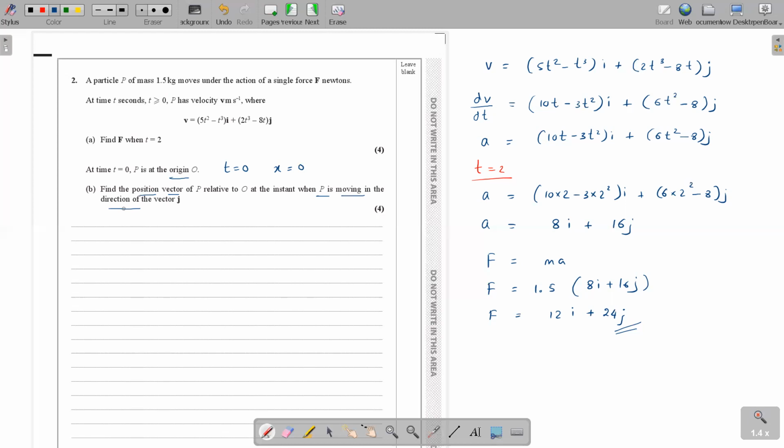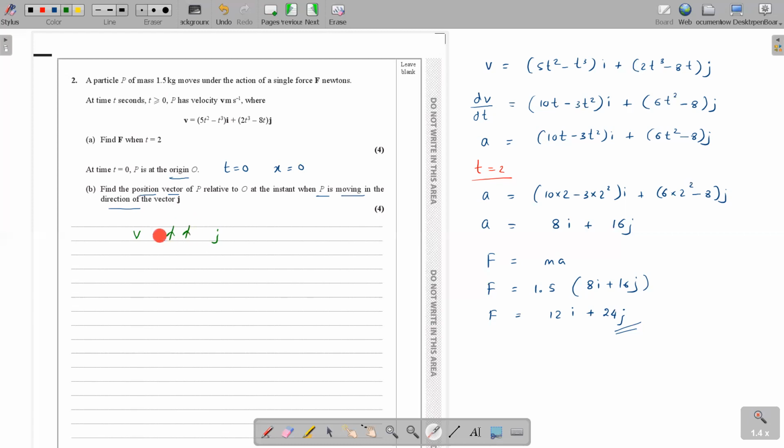So direction of moving refers to which quantity here? The acceleration, the velocity, the force, or what is it? When you say direction, I have very clearly told you all. They say P is moving in the direction of, or that is P is moving parallel to, the vector J. Velocity. Okay, very good. So your velocity is parallel to vector J. It's moving in that direction.